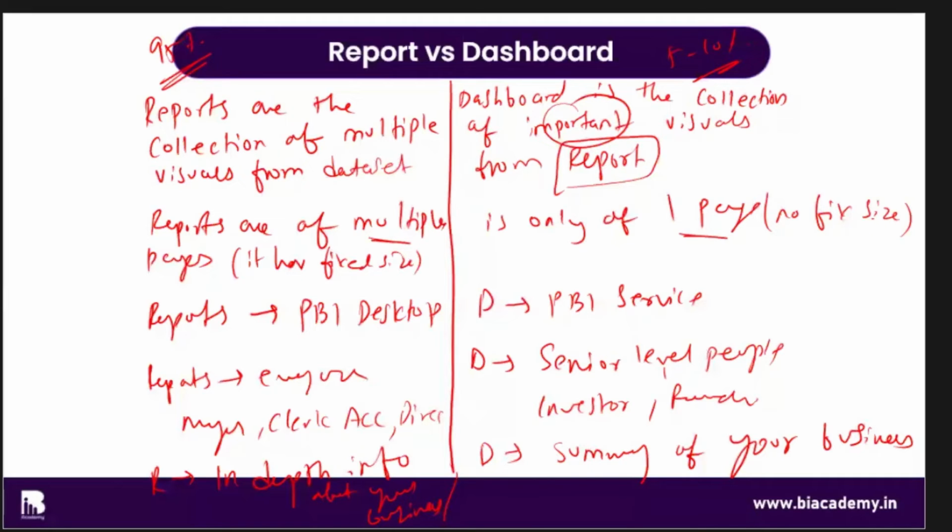A report is something which is created in Power BI desktop. It is a collection of each and every one of the multiple visuals inside your data set, whereas a dashboard is the important visuals.